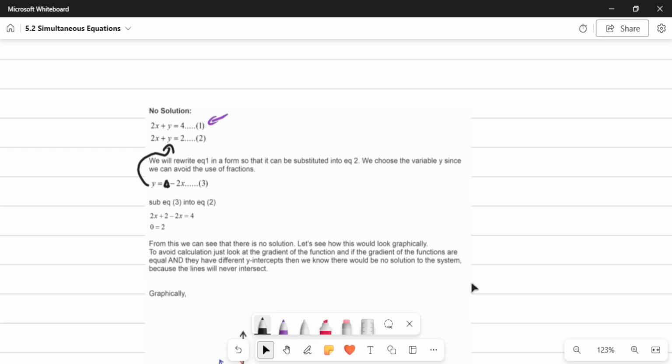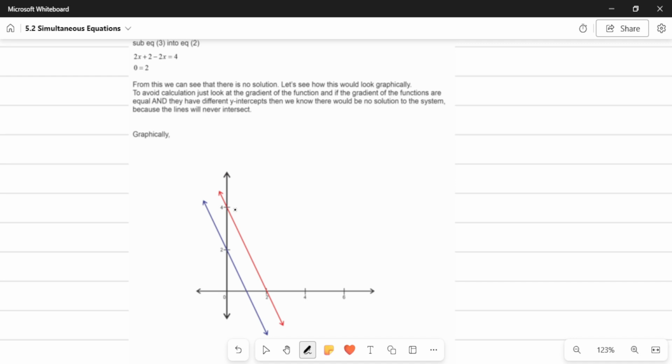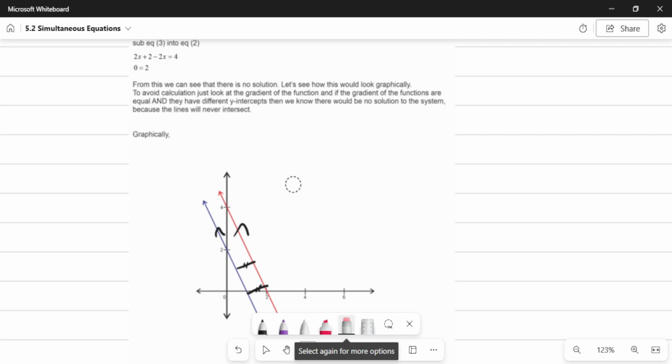Let's see how this would look graphically. So if I look at this here, you can see that both these functions when sketched are parallel to each other, meaning that they are equidistant. They have the same distance. So therefore they will never intersect. So therefore there'll never be a solution that is common to both functions or both equations.